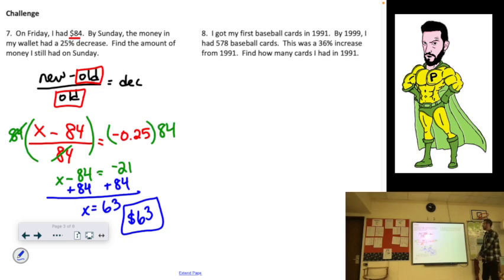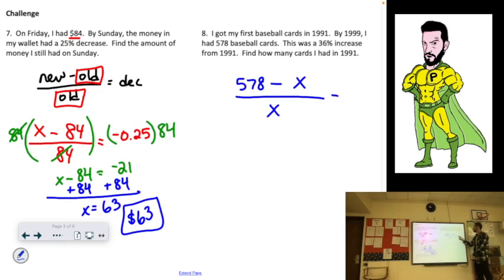I got my first baseball cards in 1991. By 1999, I had 578 baseball cards. So that's going to be our new amount, the 1999. So we have 578 minus our old over our old. This was a 36% increase from 1991. Find how many cards I had in 1991. I'm trying to find that old amount. So our old is unknown. We're going to put it in X, but it was a 36% increase. Increase showed up as a positive decimal. 36% is 0.36. There's our equation. Pretty challenging.